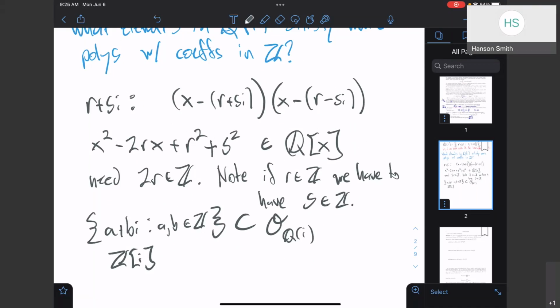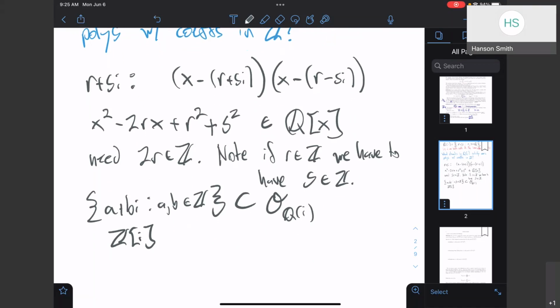Spoiler alert, this is actually the whole ring of integers, but we want to show that. We want to get our hands a little bit dirty here. So what else can I have happen? This 2r needs to be in Z. Maybe r is not in Z. Maybe r is an odd number over 2.